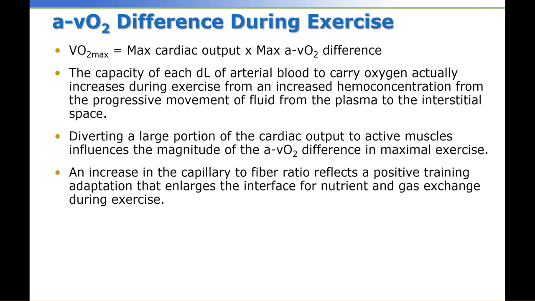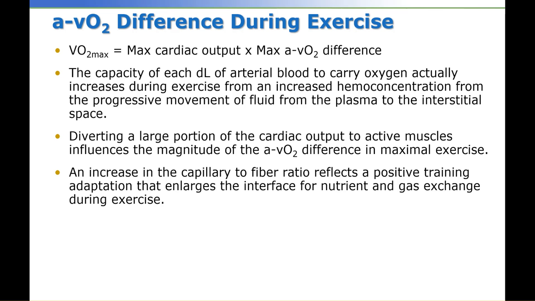Basically, it represents the oxygen extraction from blood as it circulates through the body's tissues. At rest, for example, the AV-O2 difference equals 5 milliliters of oxygen, which represents only 25% of the blood's oxygen content. 75% of oxygen bound to hemoglobin returns unused to the heart. Okay, so that's why it has to do with the concentration. Basically, the capacity of each deciliter of arterial blood to carry oxygen actually increases during physical activity.